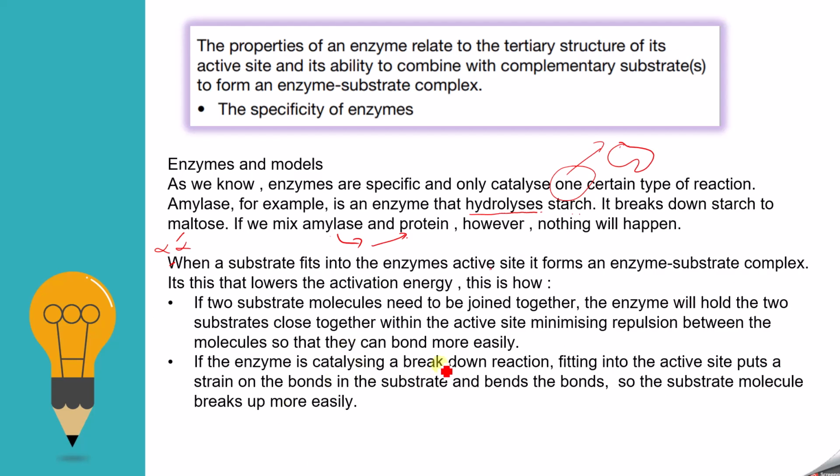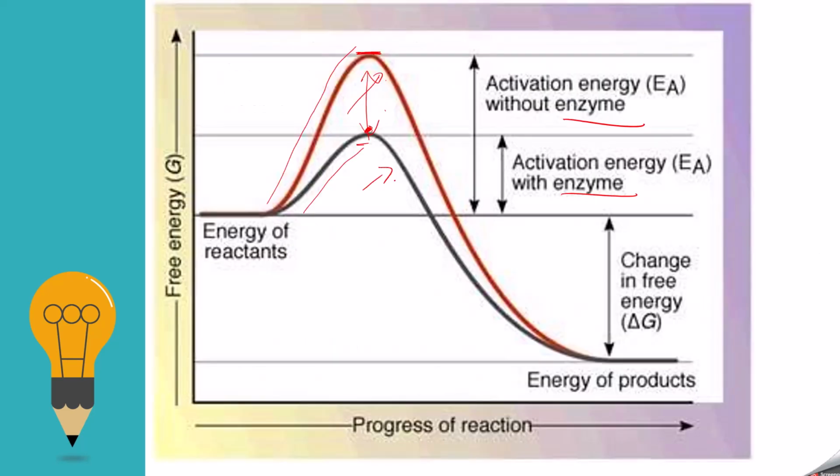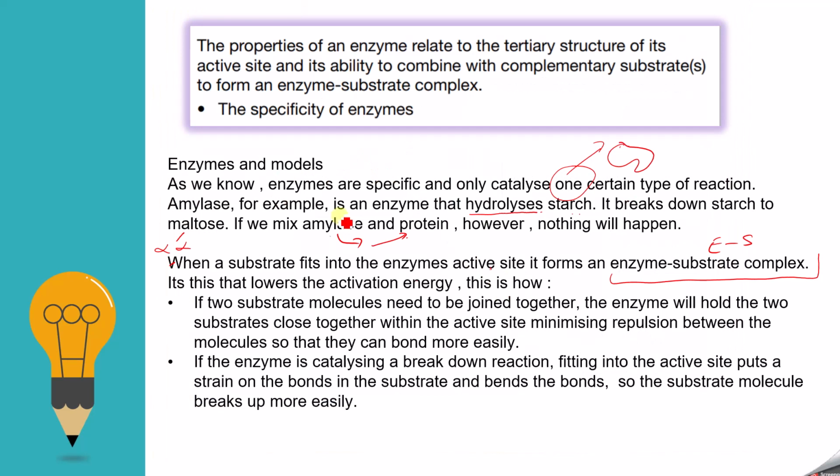So when a substrate fits into the enzyme active site, it forms what's called an enzyme substrate complex, or you can shorten it down to ES complex. It's this that lowers the activation energy. So before, when we had a normal reaction without the enzyme, a lot of energy would be required to start it, but because we have the enzyme now, it's going to form an enzyme substrate complex, and that enzyme substrate complex is what is going to reduce the activation energy.